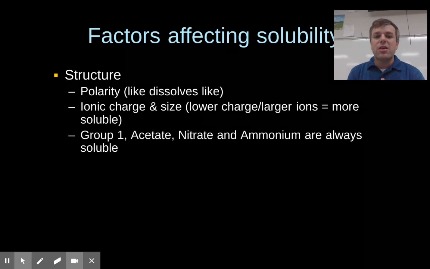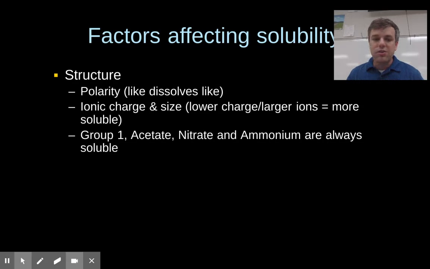Now, some things that are always soluble are substances in group 1, like sodium and potassium, rubidium, cesium, francium, and lithium, because they are very large ions that are only +1 charged. Nitrate is always soluble, and acetate, the C2H3O2. Those things are always soluble because they're quite large and either only have a +1 or -1 charge. So this goes back to Coulomb's law. And in order for a water molecule to come in and form those ion-dipole interactions, it has to be able to first pull the ions apart from each other.